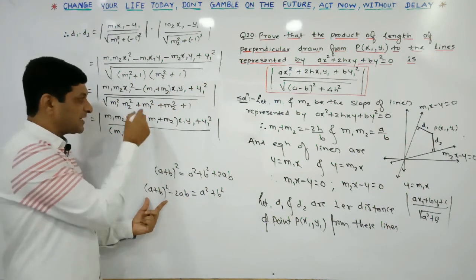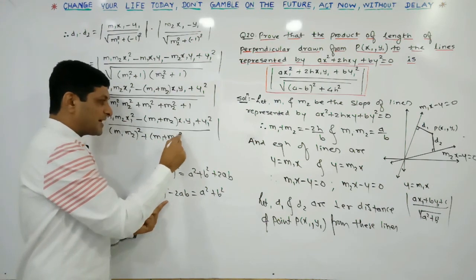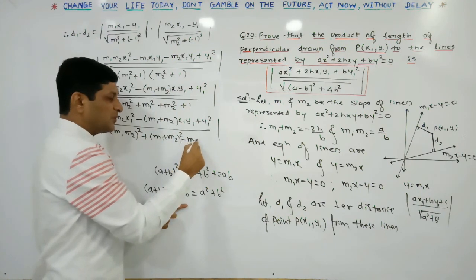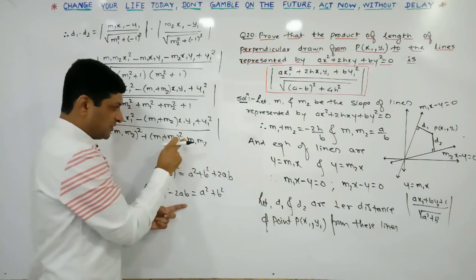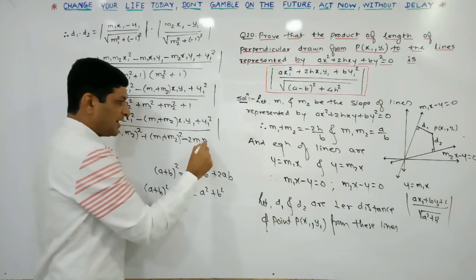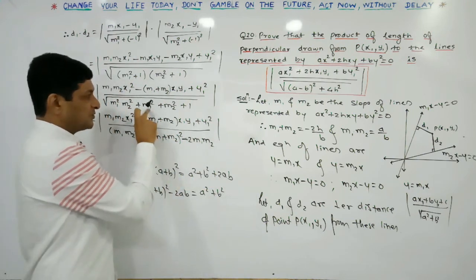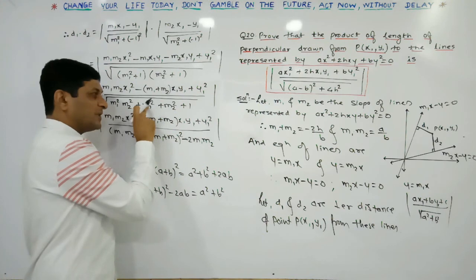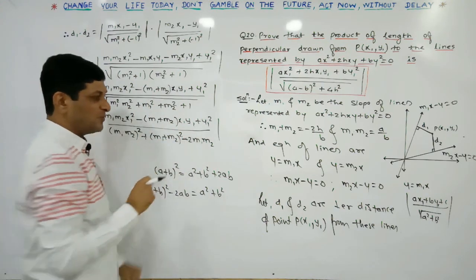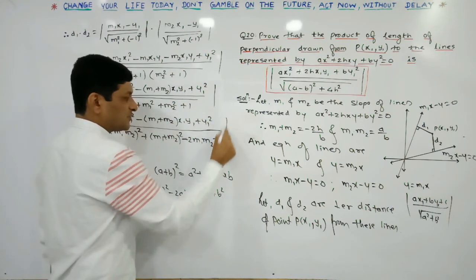a plus b whole bracket square means m1 plus m2 whole bracket square, minus 2ab. a means m1 and b means m2. Minus 2, sorry, here minus 2 m1 into m2, and this result we have obtained using this identity. So we have replaced m1 square plus m2 square by m1 plus m2 whole bracket square minus 2 m1 into m2. Lastly keep this plus 1 as it is in the denominator.